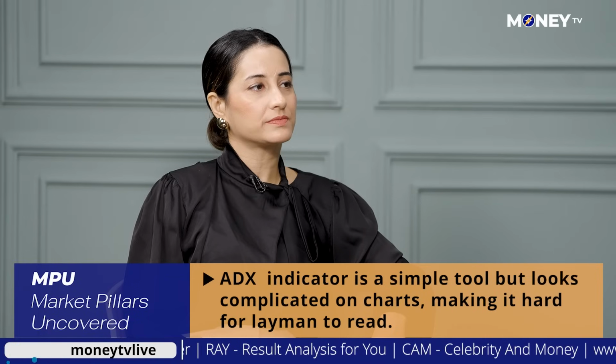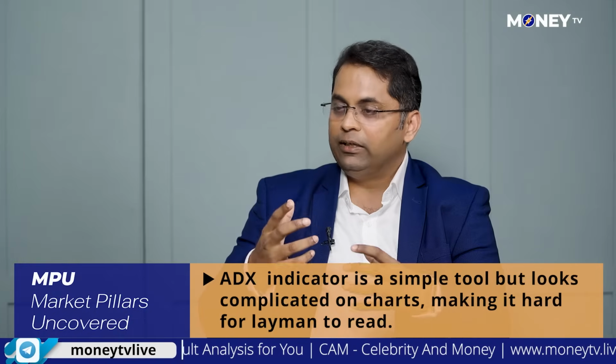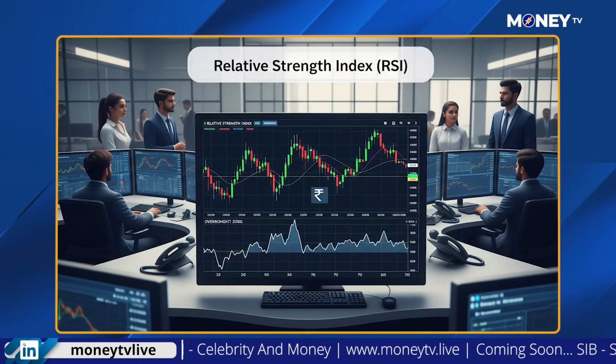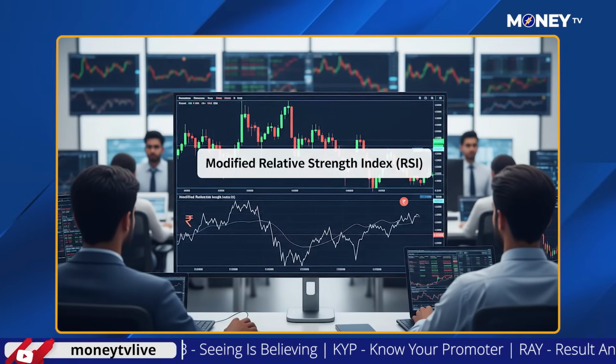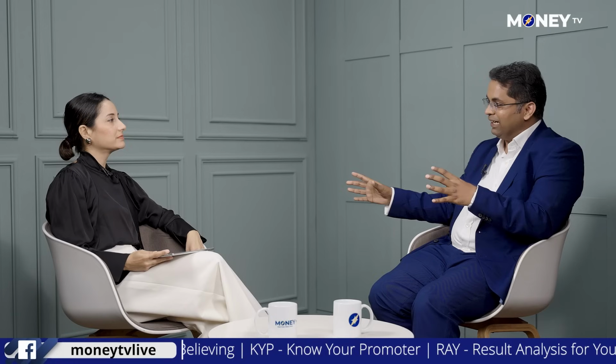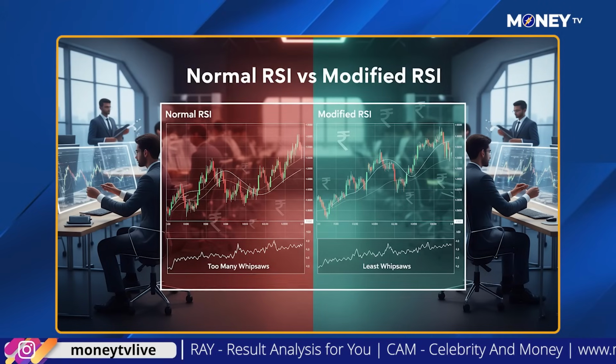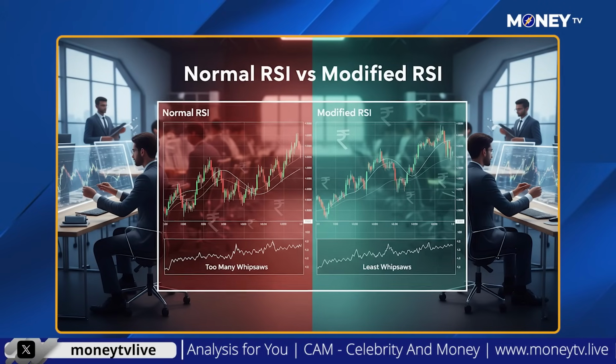So not just a normal RSI. I'm sure most of the traders who start off learning technical analysis start with RSI. But over the last decade and more, we've tried to iron out the weaknesses of a normal traditional RSI. We developed something called a modified RSI. It has all the nitty-gritties of an indicator, but is devoid of the most important problem, which is whipsaws. A normal RSI has too many whipsaws. A modified RSI has the least amount of whipsaw, and it helps us ride trends.